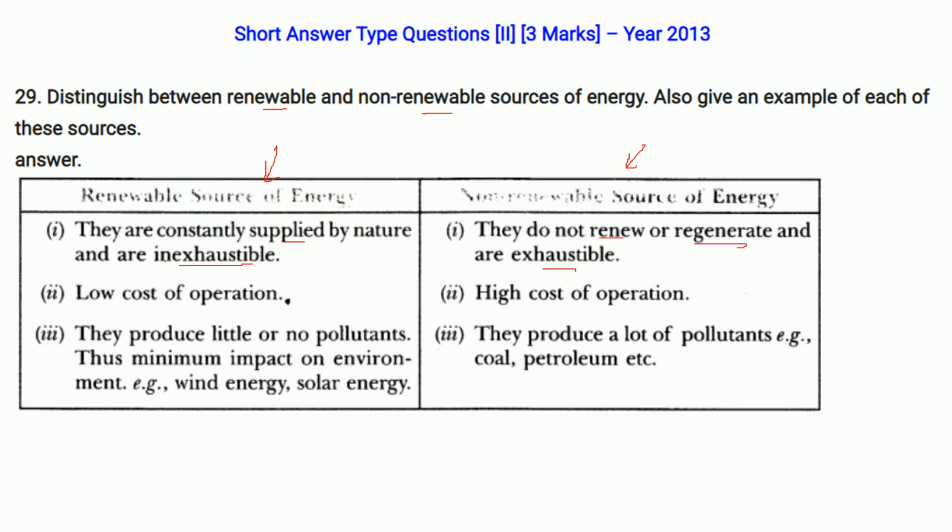Renewable sources of energy provide low cost of operation, whereas non-renewable ones have high cost of operation. Renewable sources of energy produce little or no pollutants, thus minimum impact on the environment, like wind energy and solar energy, no pollution whatsoever. While the non-renewable energy sources like petrol, diesel, gas, etc., produce a lot of pollutants, like coal, like petroleum.